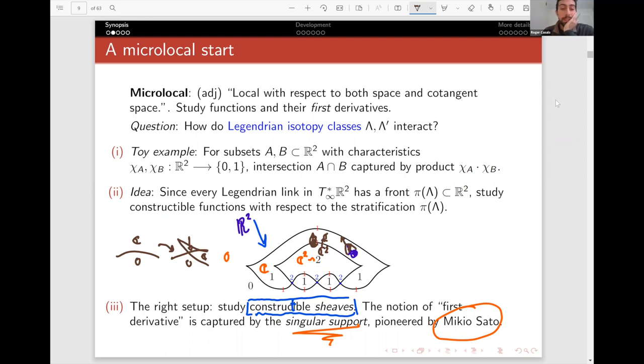Yeah, these days we even have enhanced that to the DG setting. So typically now we think about DG derived instead of just derived, and that has also some advantages.